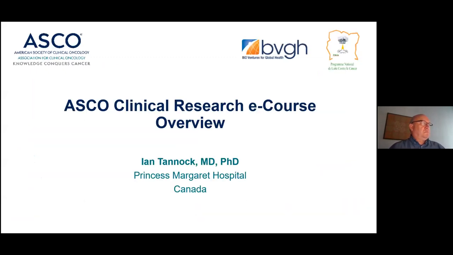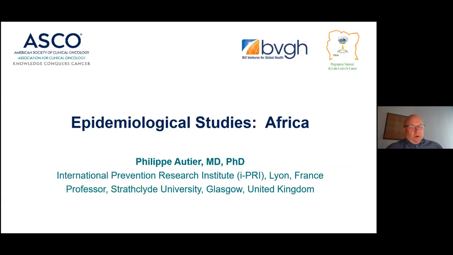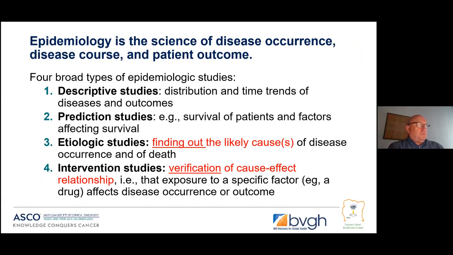So we'll have a quick overview of what an epidemiological study is, what it means, and try as much as possible to focus on the context of Africa. In fact, we can summarize and have a definition of epidemiology, which is the science of disease occurrence: why diseases do occur at all, why in some persons and not in others, why in older and not in younger. So all these questions of disease occurrence, disease course, why some are healed, why some die from the disease, and indeed the patient outcome, which includes many other aspects than just dying, also the quality of life, things like that.